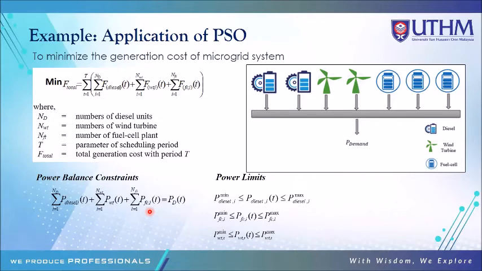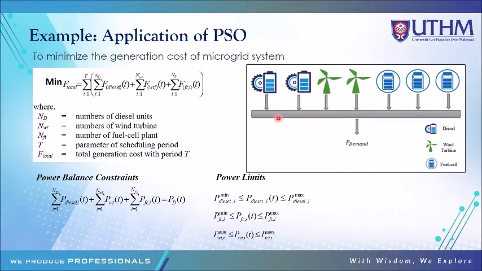In this example, let's say we try to minimize the generation cost of a microgrid. Let's say we have a microgrid system. Imagine we have generator 1, generator 2 from the fuel cell, for example, and then we have a wind turbine, and then we have a diesel generator. We try to determine what is the best power output for these generators.